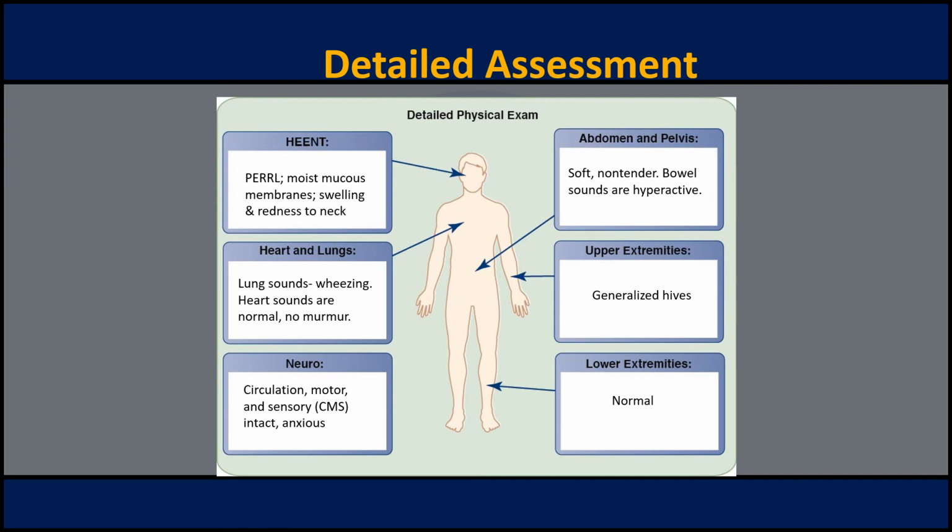She is experiencing bilateral wheezing with rapid respirations, good rise and fall of the chest, and moderate distress. Heart sounds are normal with no murmur. Her CMS is intact. She's got normal cap refill with a rapid brachial pulse. Abdomen is soft and non-tender with hyperactive bowel sounds. Her pelvis is stable. She is experiencing generalized hives to her upper extremities with normal cap refill, and no hives to her lower extremities.